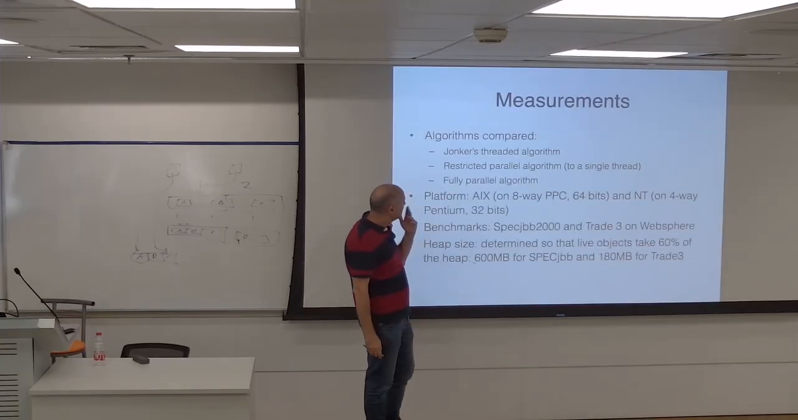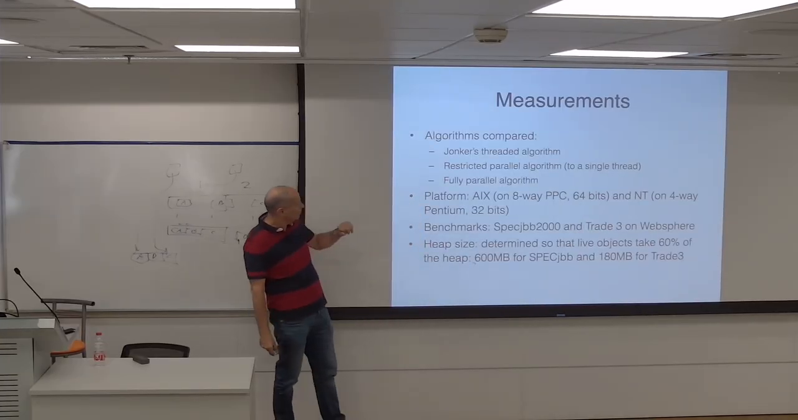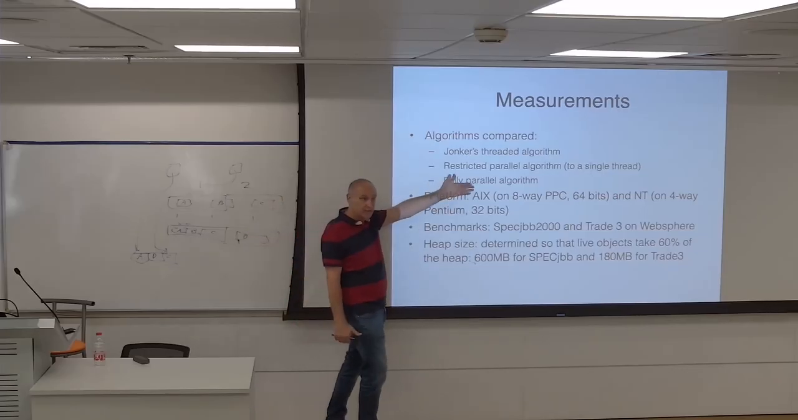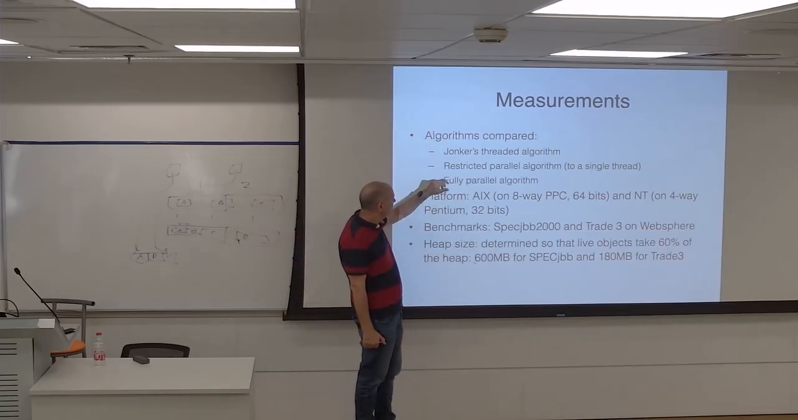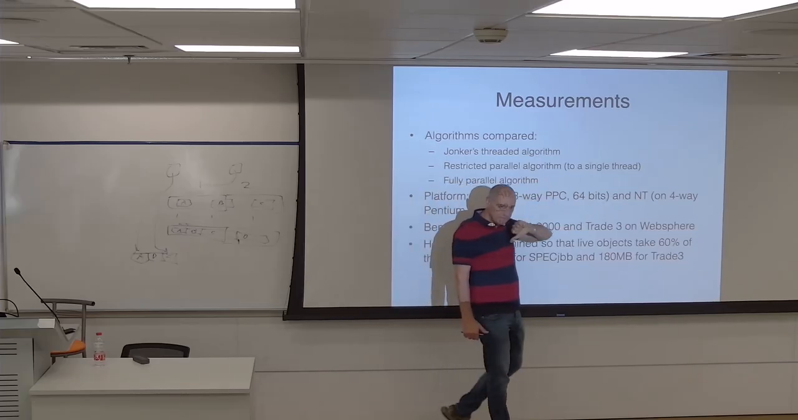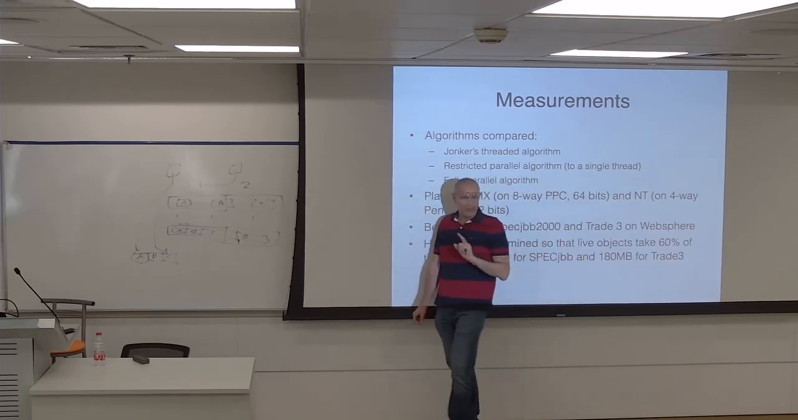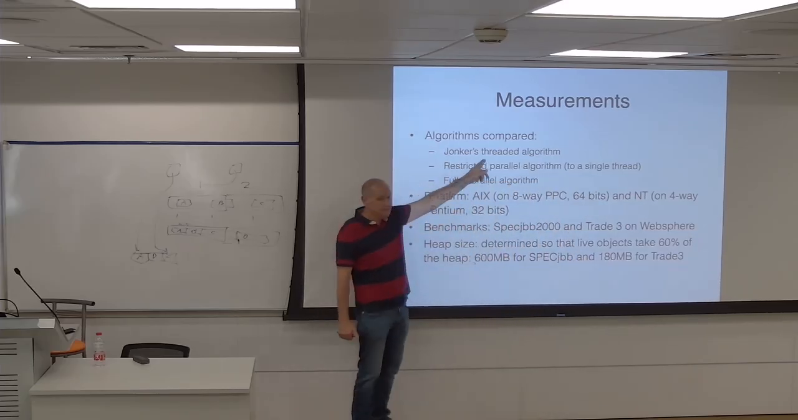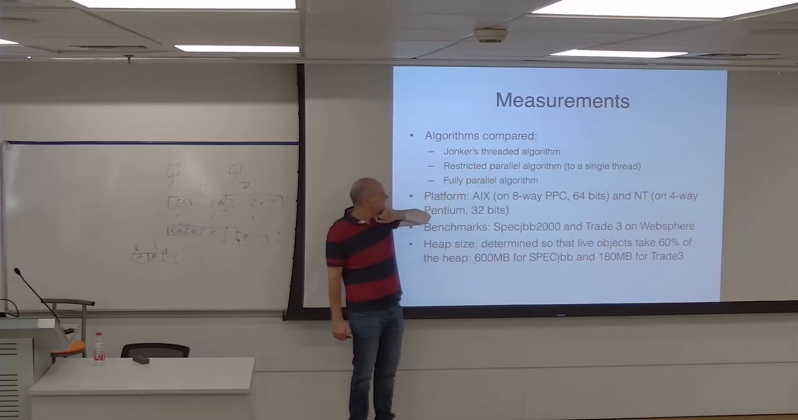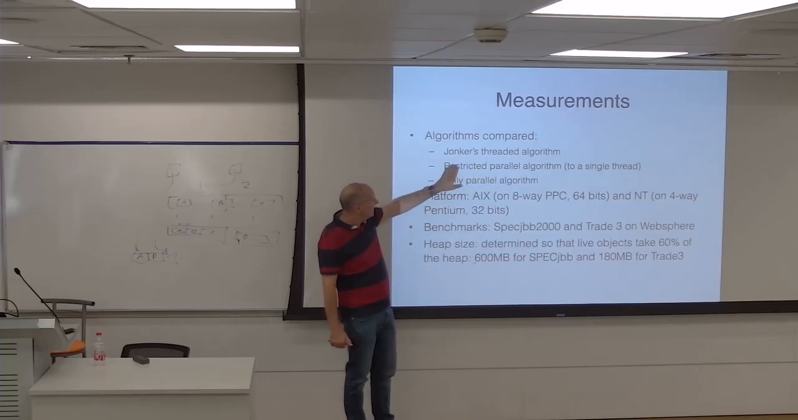So let's talk about the measurements. When they evaluated how good this is, they compared. The previous algorithm that was used in Java at the time was the threaded algorithm, and it is not parallel.